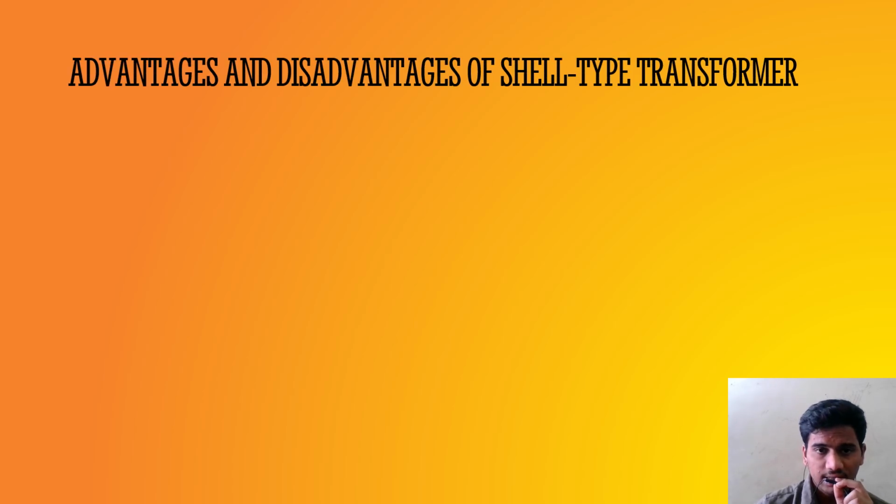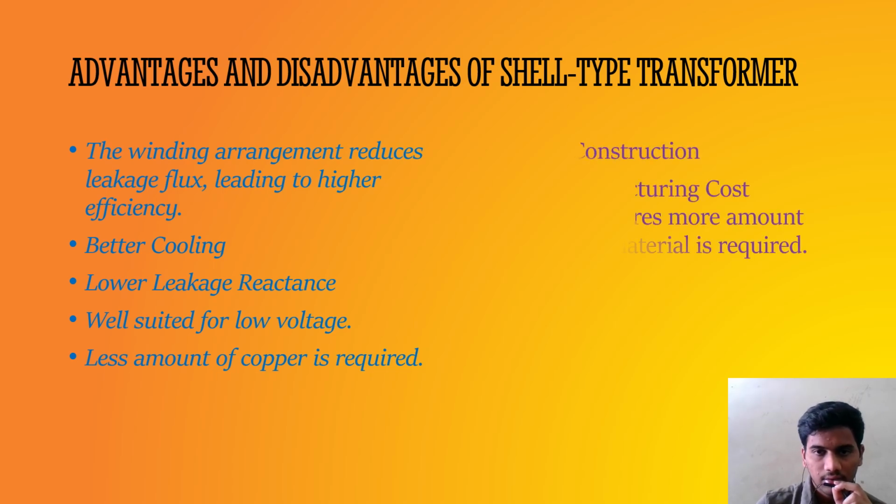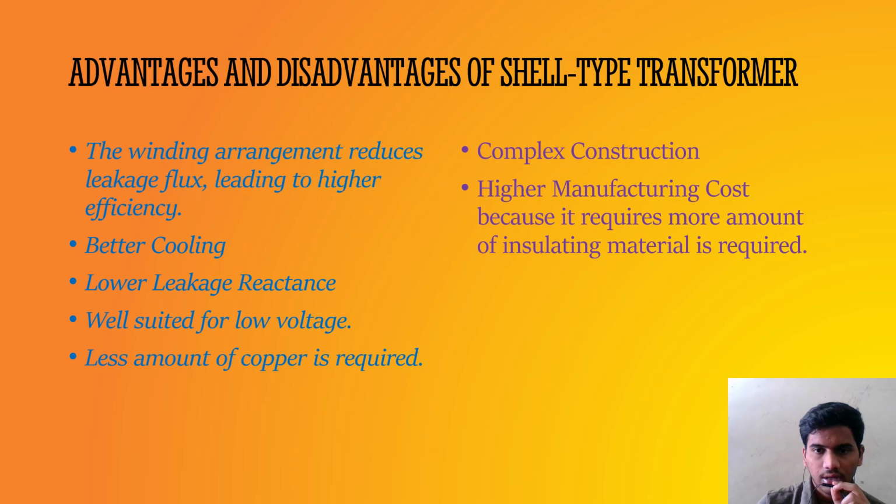Coming to the advantages and disadvantages of shell type transformer. First, advantages: the winding arrangement reduces leakage of flux, leading to higher efficiency. These have better cooling system than core type transformer. Lower leakage reactance, well suited for low voltage. Less amount of copper is required. Coming to the disadvantage of shell type transformer, it has complex construction and higher manufacturing costs because it requires more amount of insulating material.